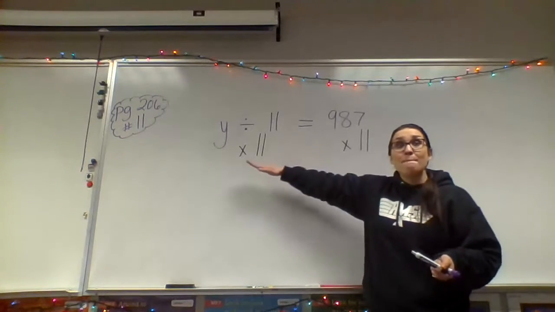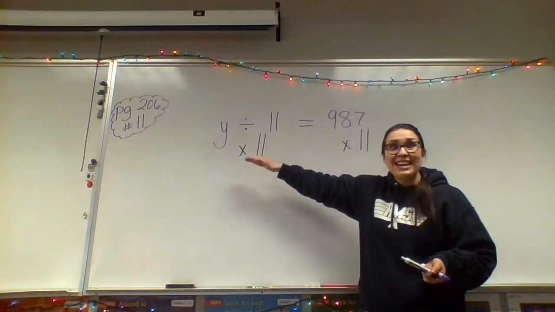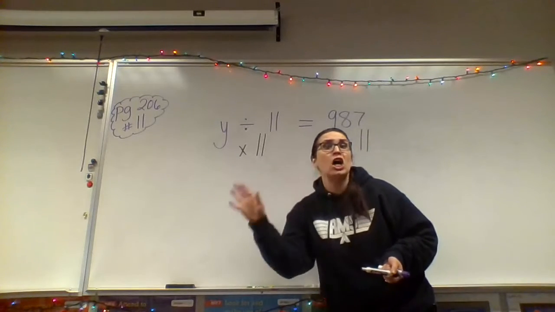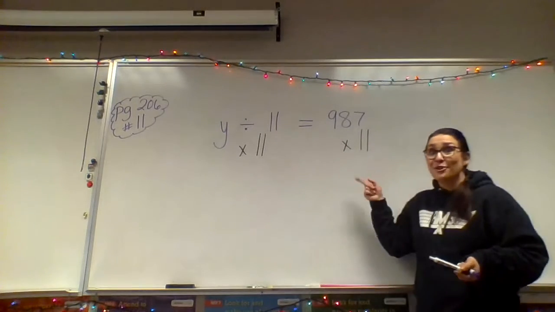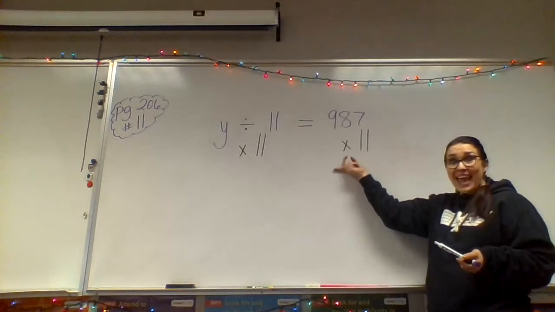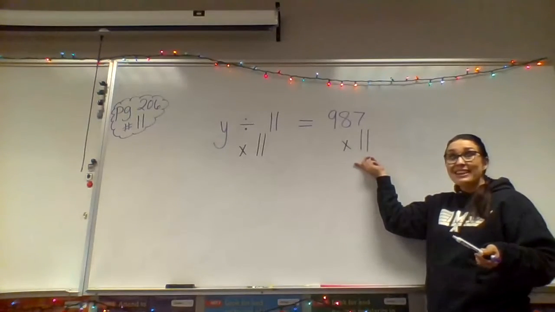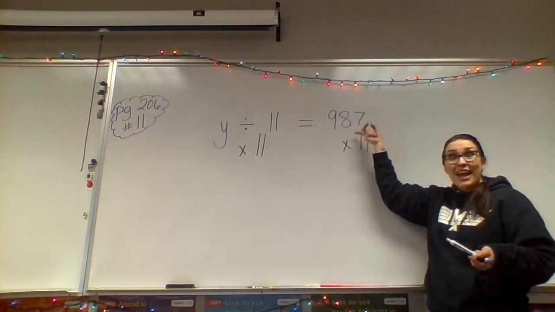So if I multiply 11 by this side, not only will that get rid of that 11 and leave that variable all isolated by itself, but don't forget, you also need to maintain that same value. So you need to also multiply 11 and 987.